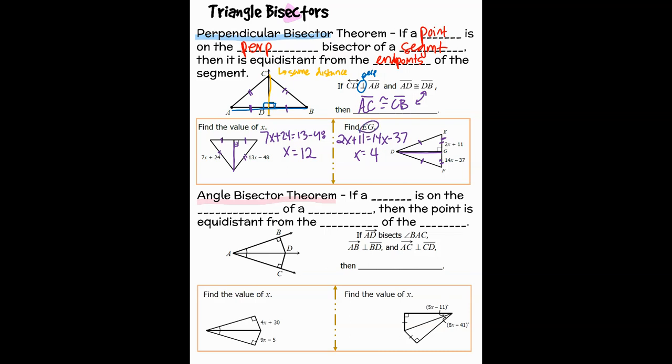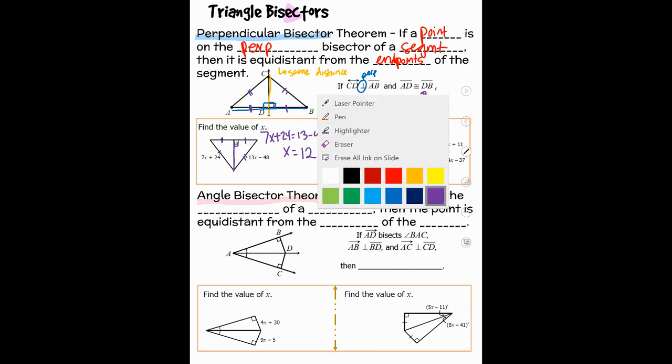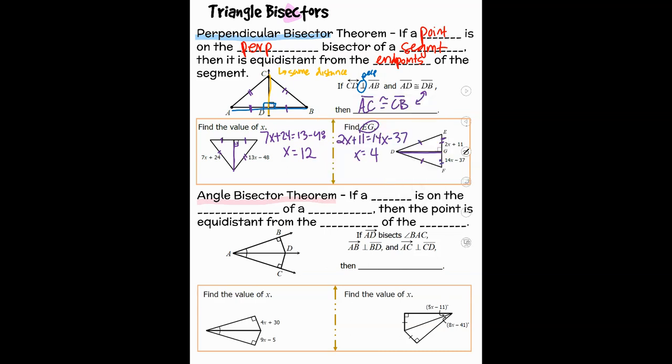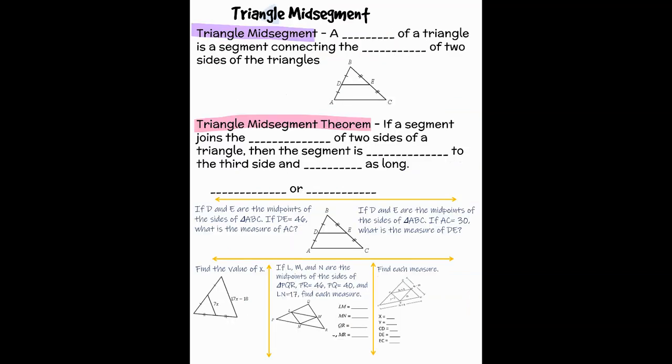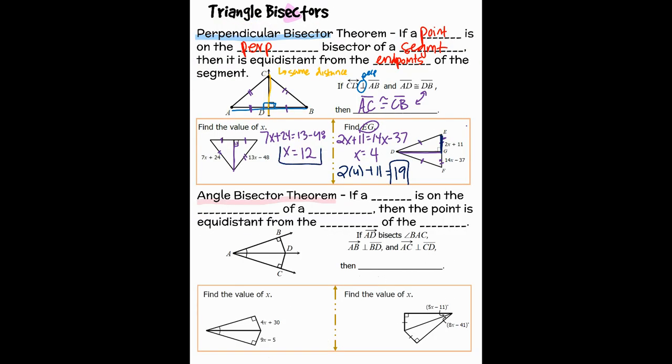Go back to your problem. What is it asking for? It says, what is EG? EG is this one right here, so I need to plug in 4. So 2 times 4 plus 11, that's 19. So EG is 19. This was your answer here.